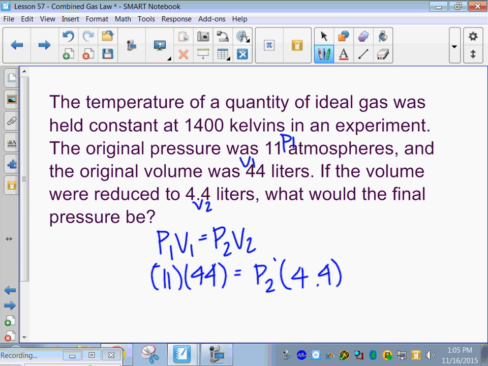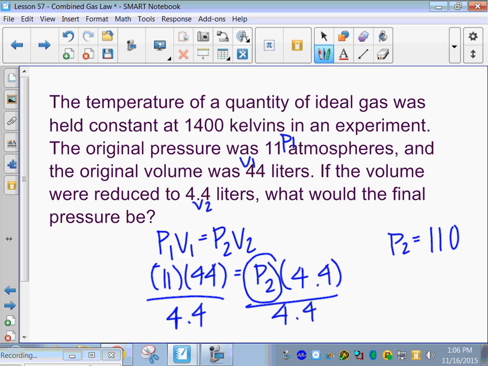So I want P2 by itself. We have multiplication right here, so to reverse that, I need to divide by 4.4, divide by 4.4, and I plug in 11 times 44 divided by 4.4. And we are going to get 110 for this one. I'm going to go back and look at what my units were. My first pressure was in atmospheres, and the abbreviation for atmospheres is ATM, so you don't have to write out that whole thing. You won't get it wrong if you write out atmospheres, but ATM is easier.